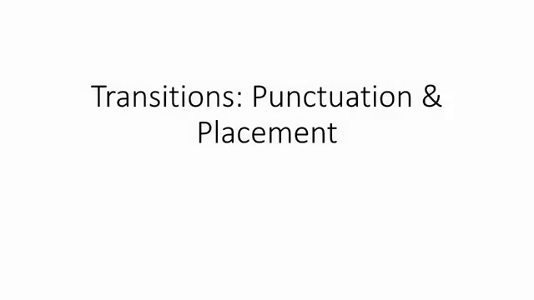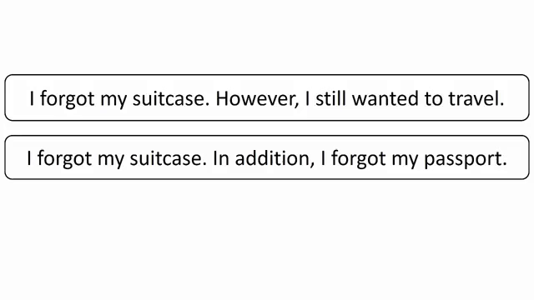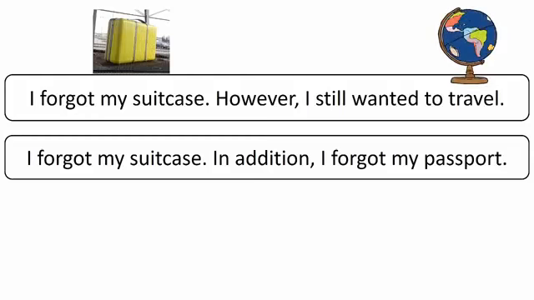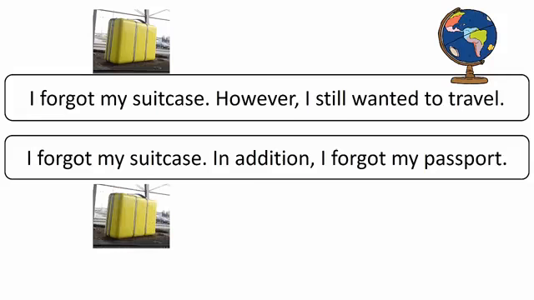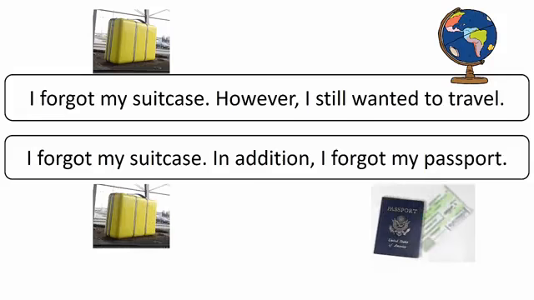Transitions, punctuation, and placement. You may have seen these sentences in the previous lesson. I forgot my suitcase, however, I still wanted to travel. I forgot my suitcase. In addition, I forgot my passport. In another lesson, we discussed the meaning of these transitions.